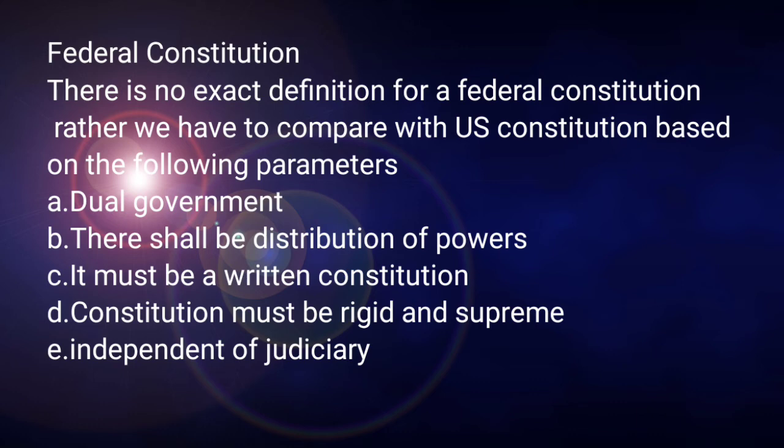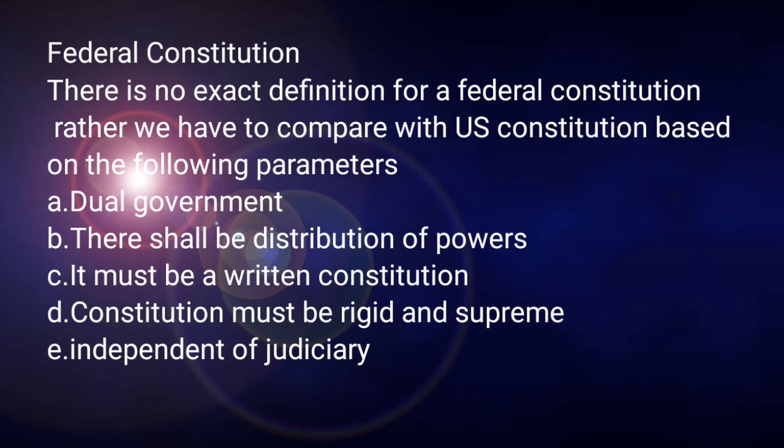And the last point is independent judiciary. One of the key features, or we can say one of the key parameters, for deciding a federal constitution is an independent judiciary, because only when there is an independent judiciary can it act as a balance between the center and state by following the constitutional provisions. When the judiciary is not independent, if it is biased toward a central government or toward a state government, in that case we will not treat it as an independent judiciary.